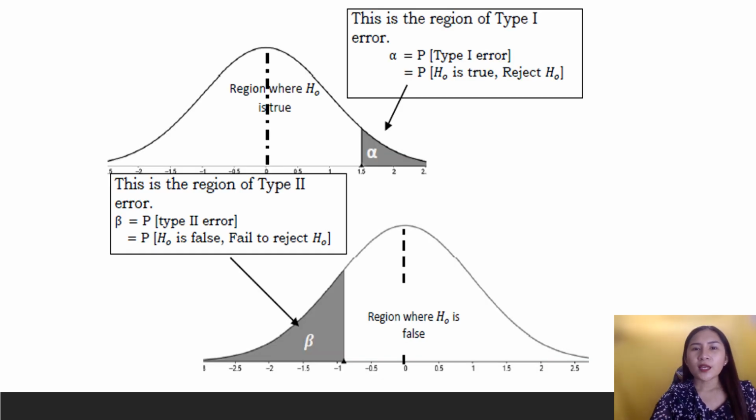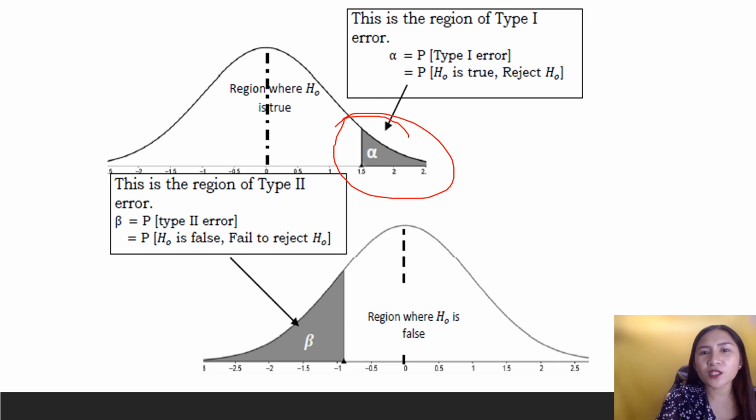Now, I want you to study the given illustration here, because later on I will be asking you to give your opinions and suggestions on how you are going to easily identify the region where alpha and beta belong. Now, in this figure, similar to the figure shown earlier, this is the region of committing type 1 error. Okay? And this is the region of committing the type 2 error, or what we call the beta.